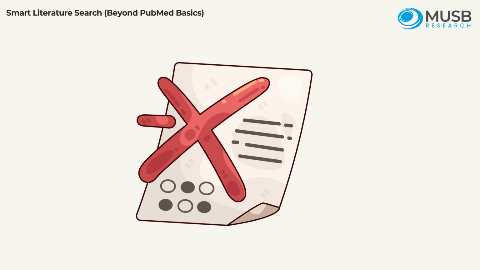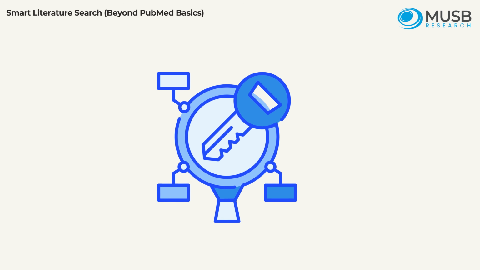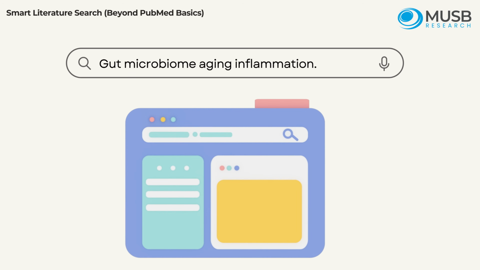Keyword search versus concept search. This is where most people make their biggest mistake when searching the literature. They rely only on keywords. What does that mean? They type exactly what they're thinking. Something like, gut microbiome aging inflammation. And yes, you'll get results. But you'll also get a lot of noise.